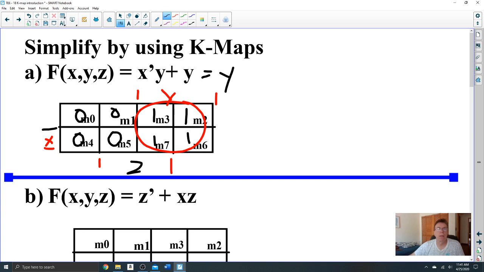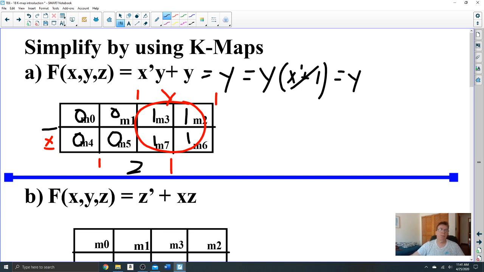So look at this. X prime y plus y is equal to y. Yeah, of course, because of the following. If we factor y out of these two, we're going to have x prime plus 1, and that is equal to 1. So we proved algebraically that this is equal to y. And we also put it on a map and proved that this map will give us solution y.